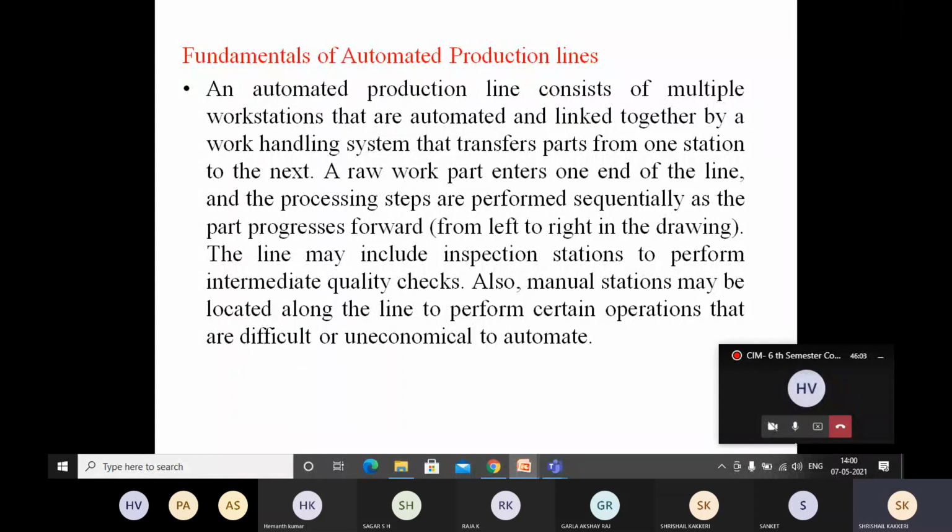In some cases, once the total work is complete, then we do the testing. Then manually, if there are any rejections, the rejected part will be removed from the conveyor and the right parts will be sent on the conveyor. Okay, this is the automated flow line.